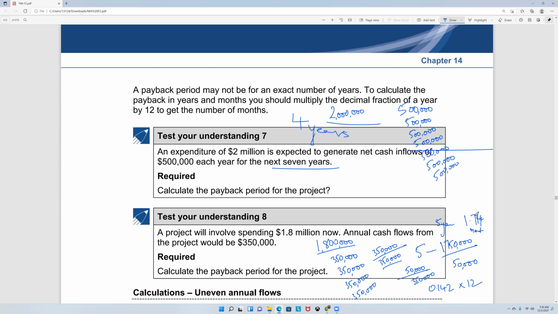Yes, sir. क्लियर एवरीवन? ये कॉन्सेप्ट समझ आया है? ये 12 क्यों करें हम लोग? ताकि हमको मंथ में मिले आंसर.